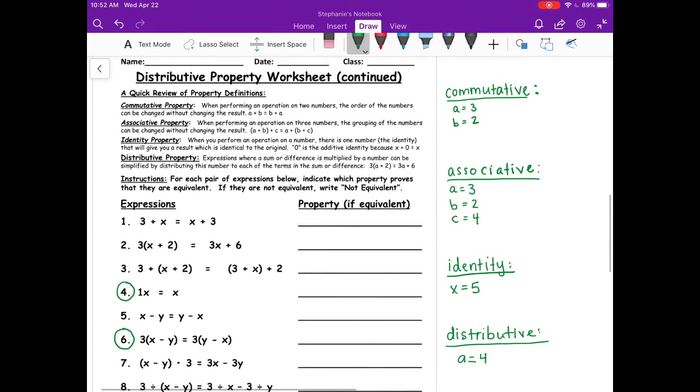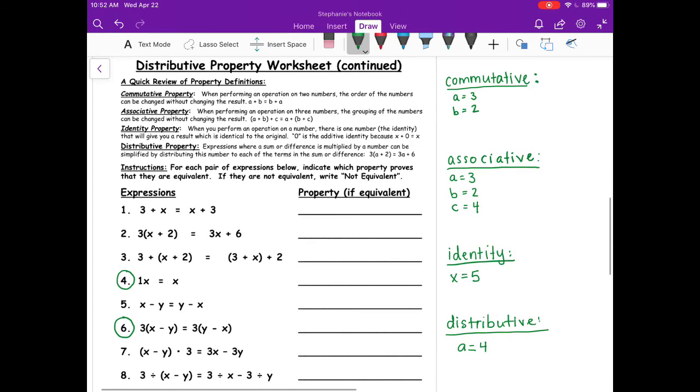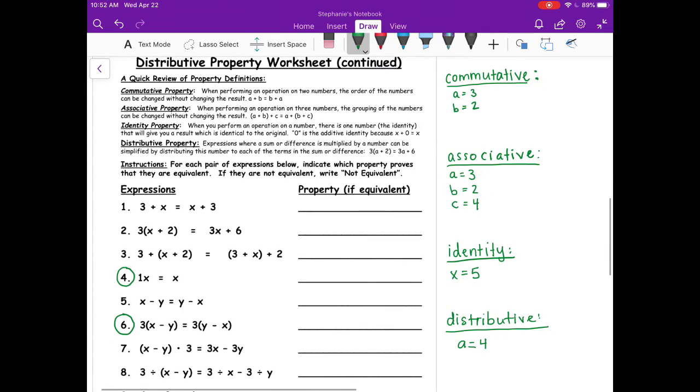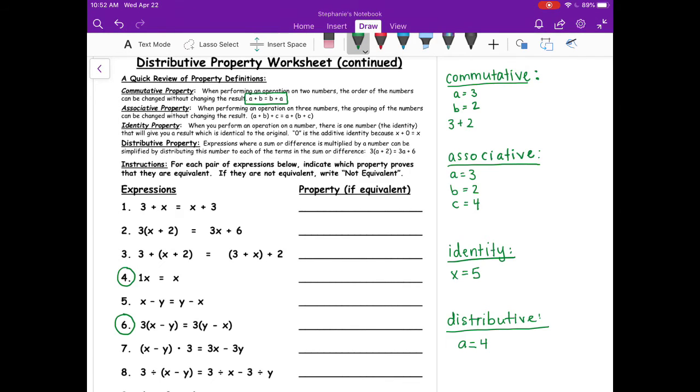Here we have all 4 different properties that you should have reviewed in your notes and in math class. I'm not going to read each of them, you can read the definitions, but on the side here we're going to go over each property inputting real numbers for our variables to help us understand a little bit better. So the commutative property, we have a plus b equals b plus a. I'm going to say that a equals 3 and b equals 2, so I can write my problem as 3 plus 2 equals 2 plus 3. Each of them equal 5.